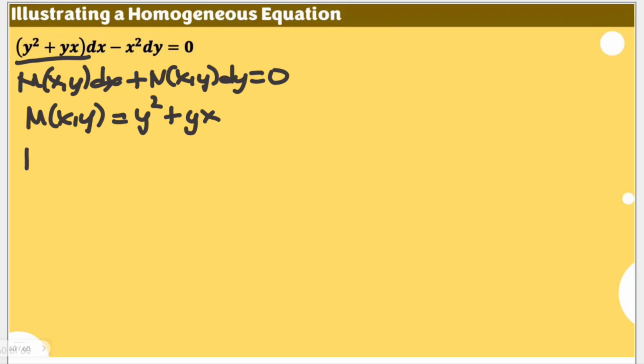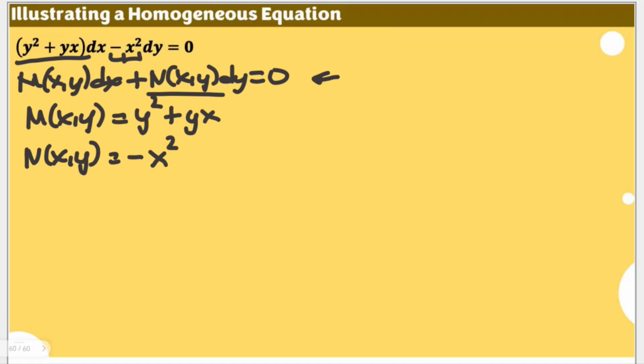Now, for our N of x y, take note that it should be the function multiplied to dy. It's not just x squared, take note of this, but it should be negative x squared, as our general form or standard form in this case is on addition. So we have here minus x squared. Please take note of that, because it might not be so much needed here, or it might be negligible, but as we solve it later on a separate video as mentioned, this is very important.